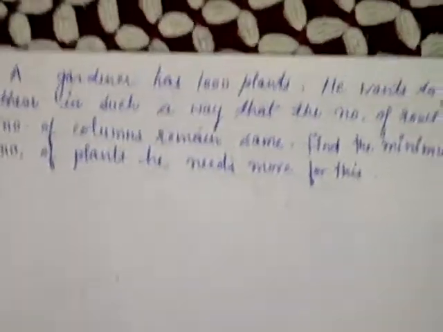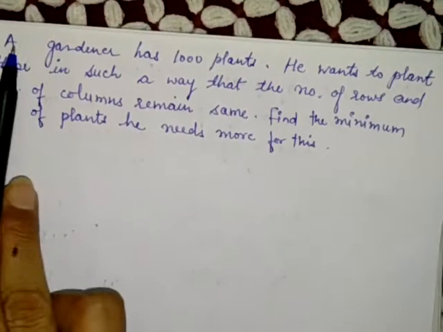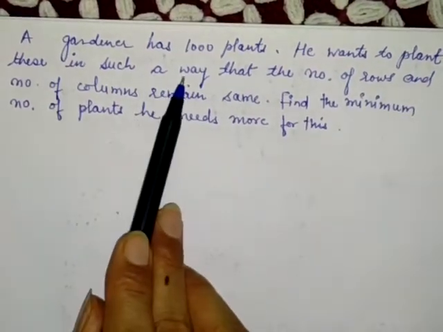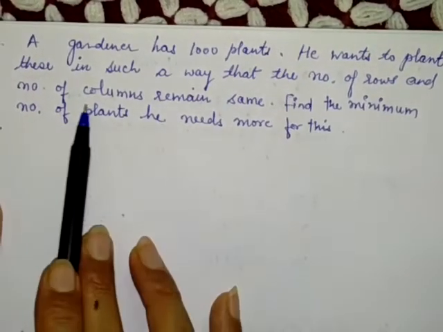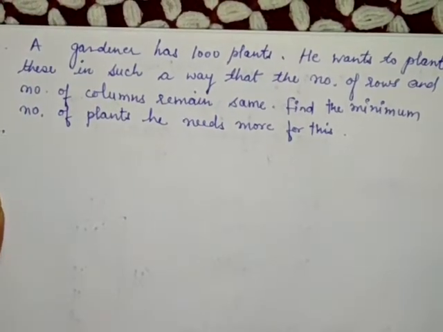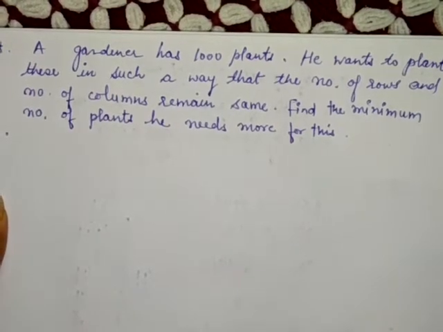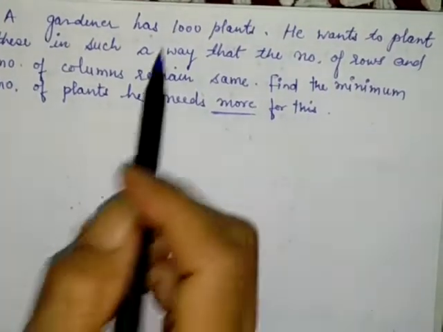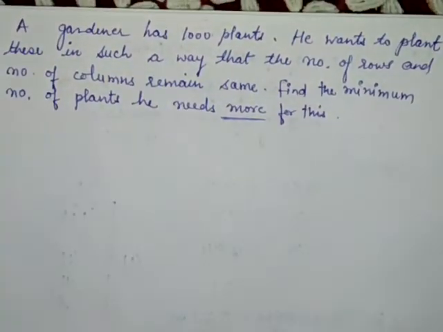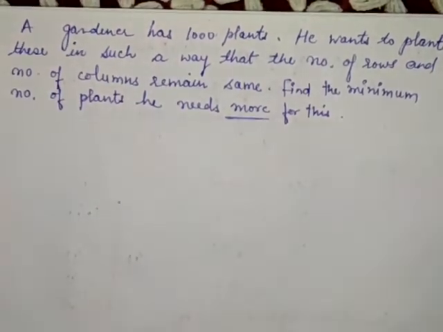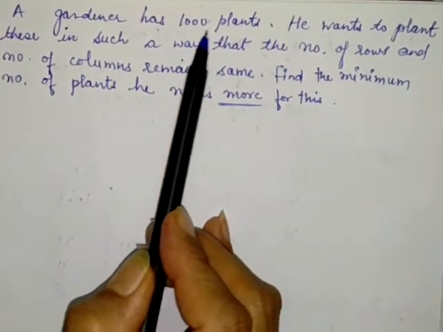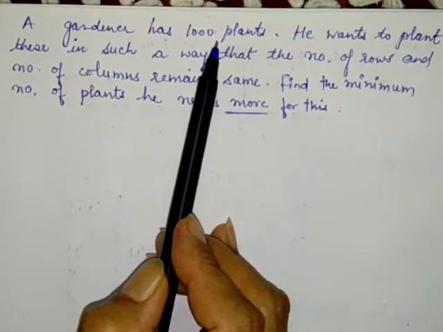Next question number 8. It's a statement sum. And the question is: a gardener has 1000 plants. He wants to plant in such a way that the number of rows and the number of columns remain the same. Find the minimum number of plants he needs more for this arrangement. More means something must be added to this. Now you can see that clearly 1000 is not a perfect square. How have you made this judgment that it is not a perfect square? Because a perfect square number never ends with an odd number of zeros. Is that clear to you?